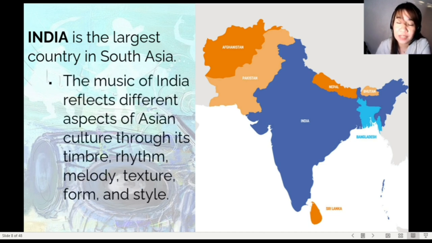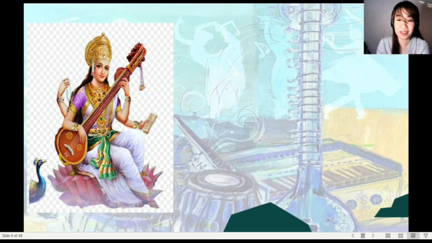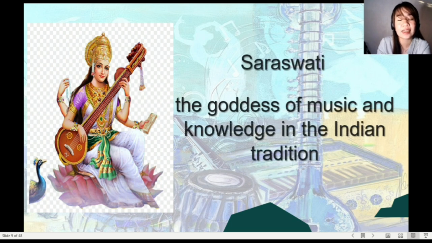Now the music of India reflects different aspects of Asian culture through its timbre, rhythm, melody, texture, form, and style. Do you know this girl? Do you have any idea who this one is? Her name is Saraswati, and she is the goddess of music and knowledge in the Indian tradition. Do you know the instrument she is playing in the picture? If your answer is guitar, then sorry, but you are not correct. We are going to learn about this instrument later.